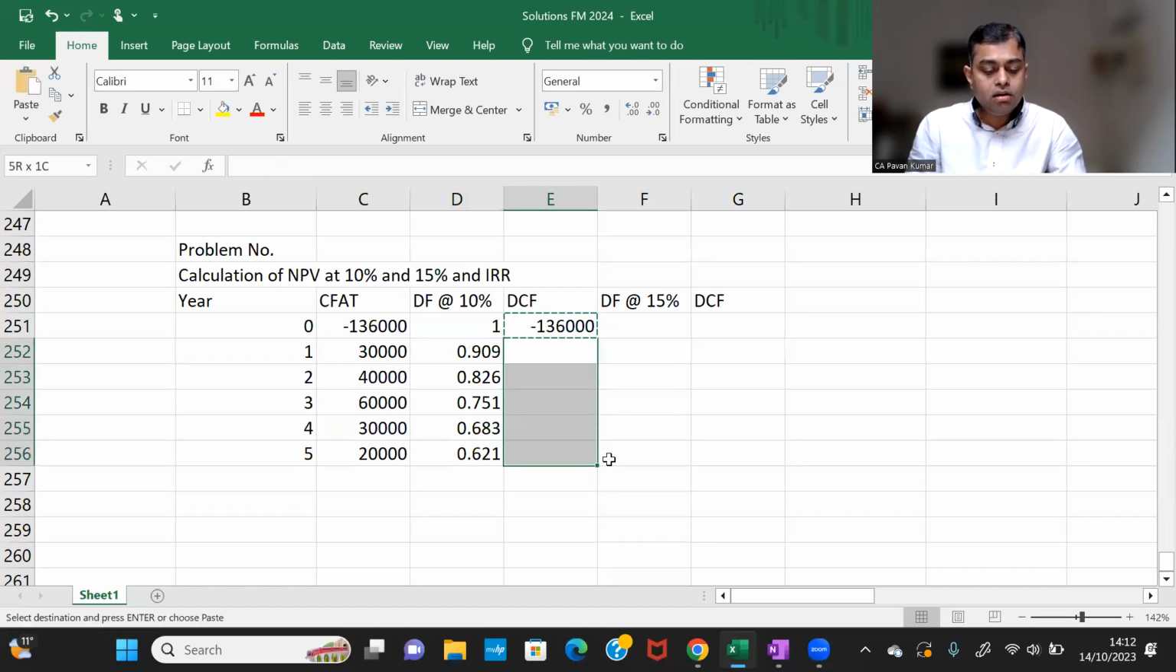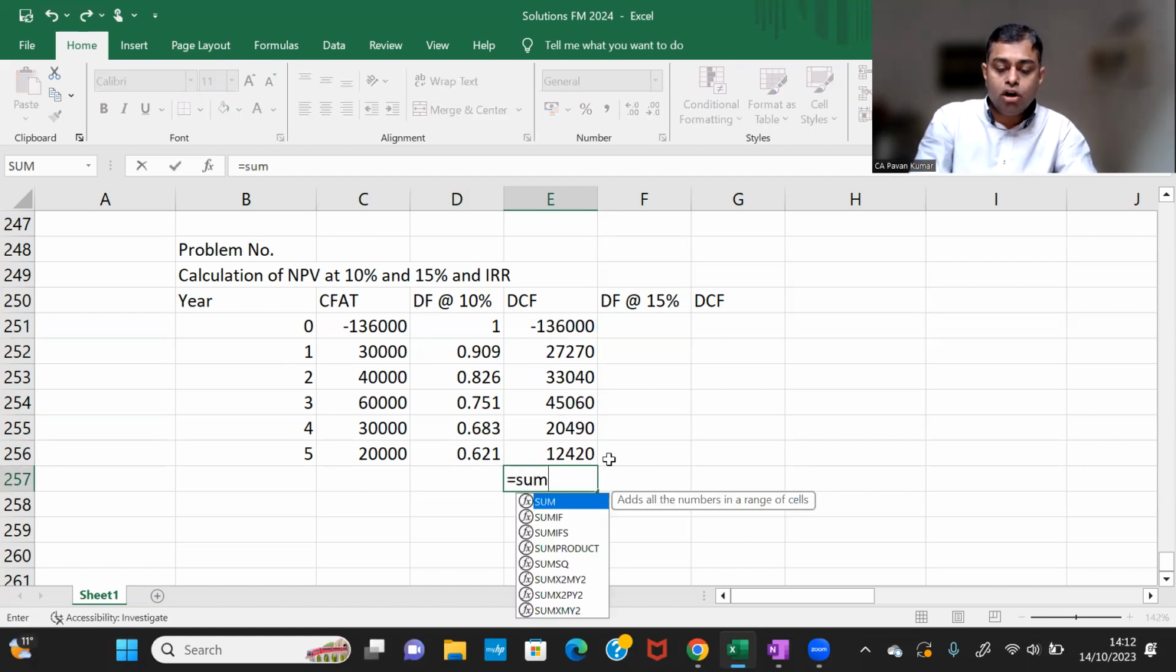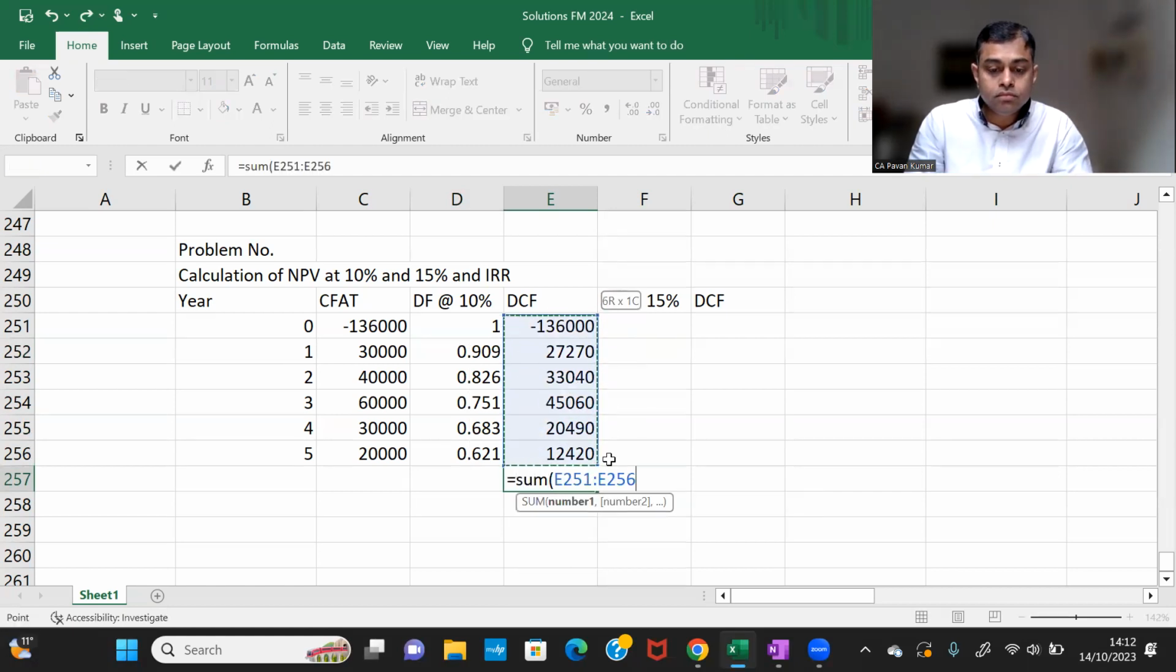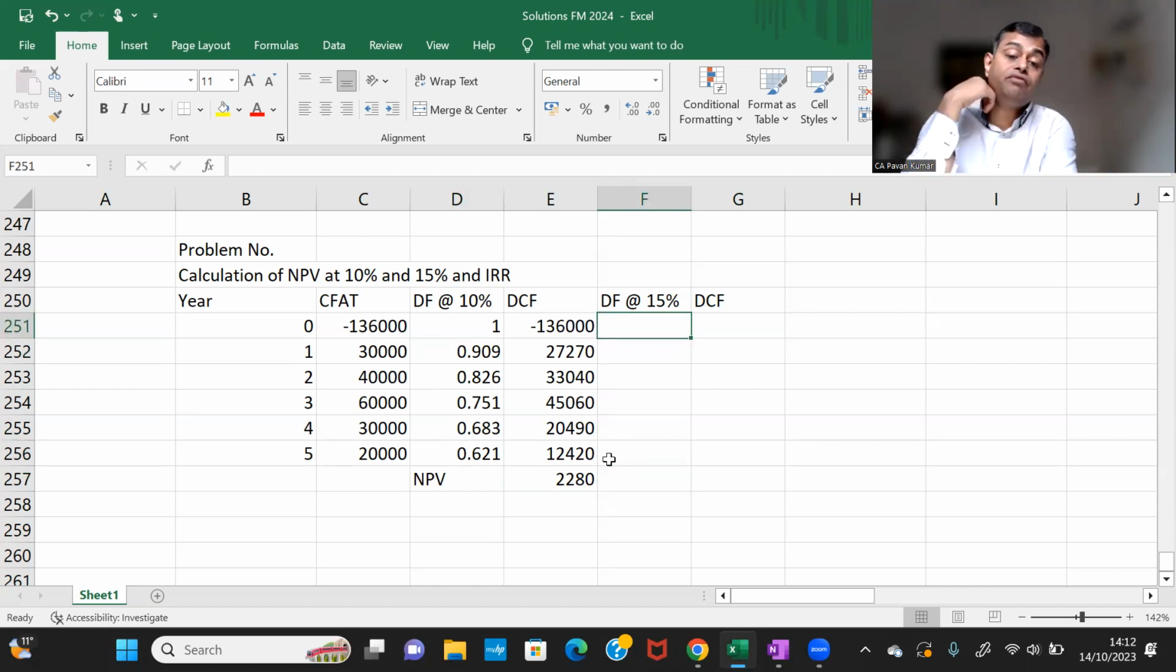And this is equal to sum of. So I got this is my NPV. This is my NPV.